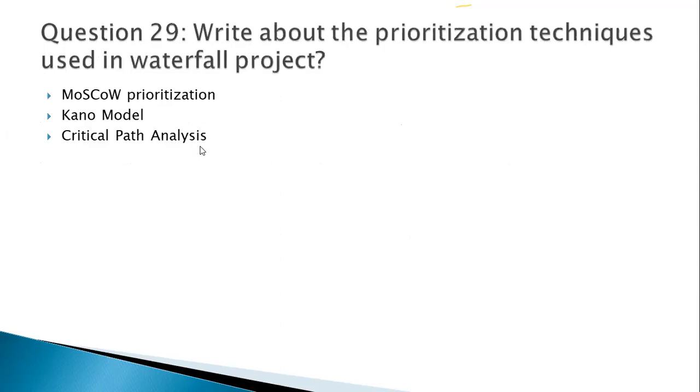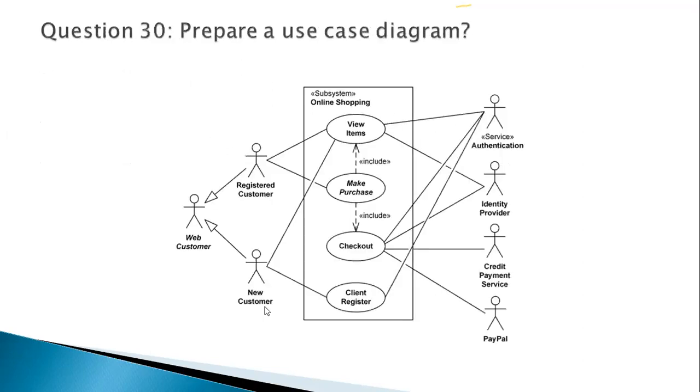Now, here you need to talk about the prioritization technique. We have multiple prioritization techniques. Just write a small paragraph about MoSCoW prioritization. Again, you should say what MoSCoW is, why it is important, and how MoSCoW can be a very good technique for our project. Okay. Prepare a use case diagram.